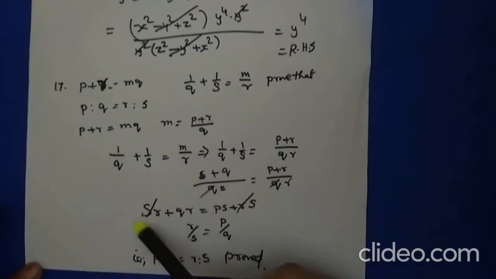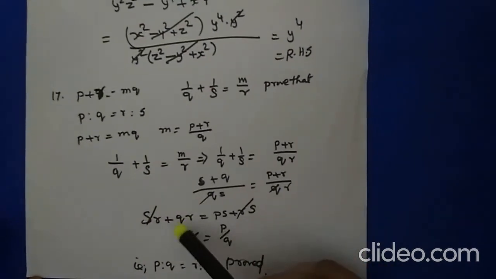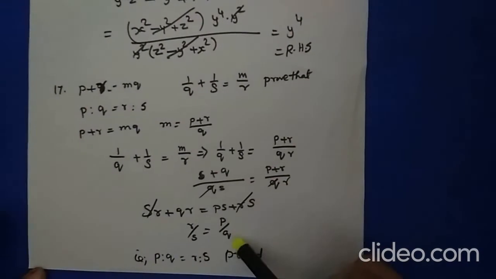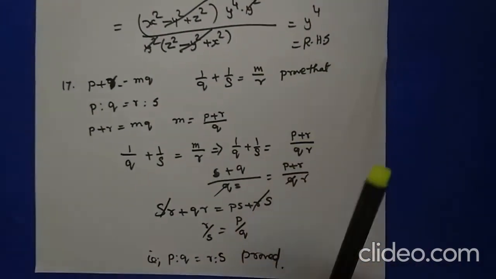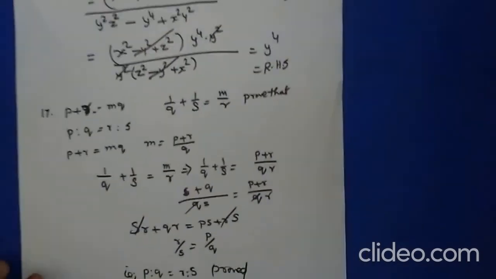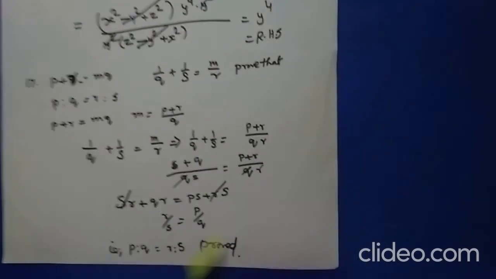Cross multiply, R also cancels. So bring this S to this side, Q to this side. R by S is equal to P by Q. That is P by Q is equal to R by S. That is equal to P ratio Q is equal to R ratio S.